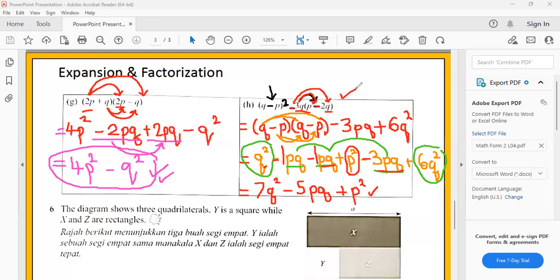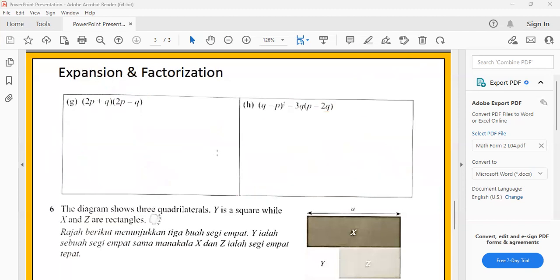Do you understand now? If you can do this, well done, good. Okay? Can we move on? We have got a bit more challenging kind of question.